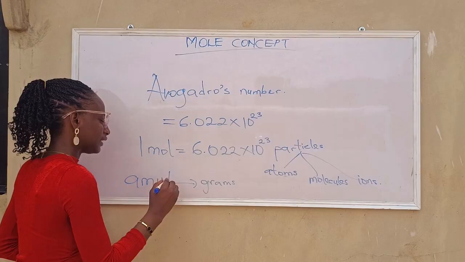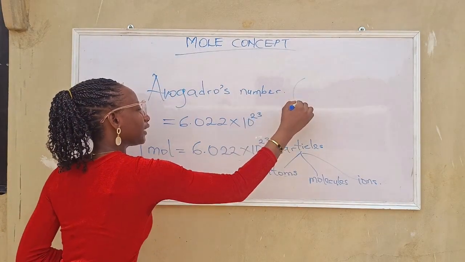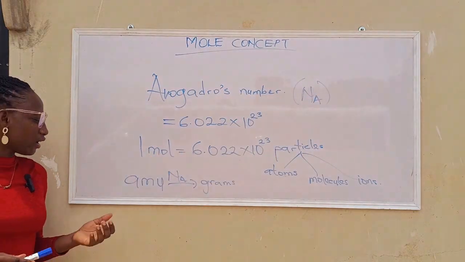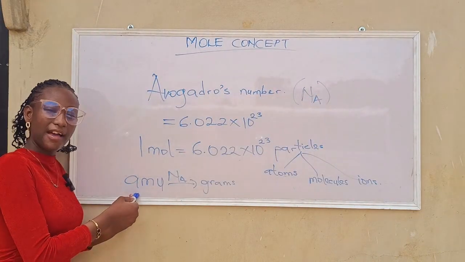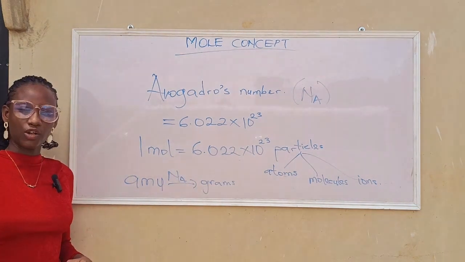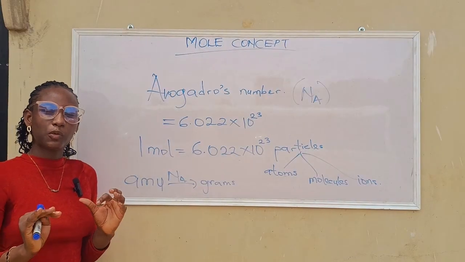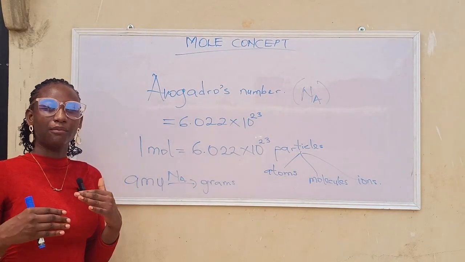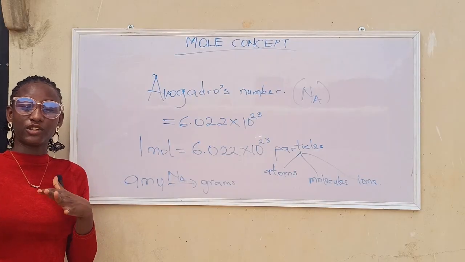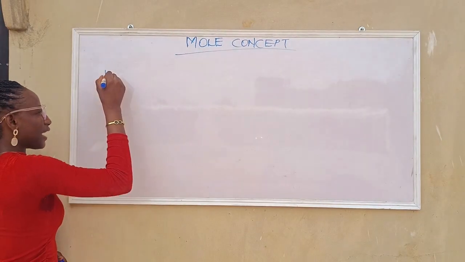The Avogadro's number, which we refer to as Na, is a way of transitioning from AMU, which is atomic mass unit, to grams. It helps us in a way that we don't need to count atoms one by one, but we can count them in moles, which is helpful in measuring any amount in the lab. So let's look at some examples.